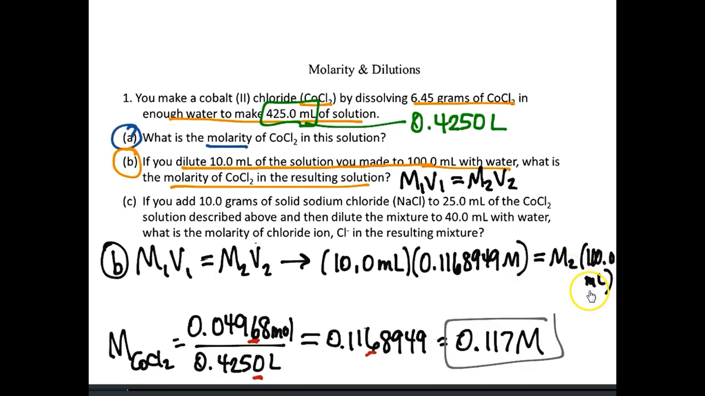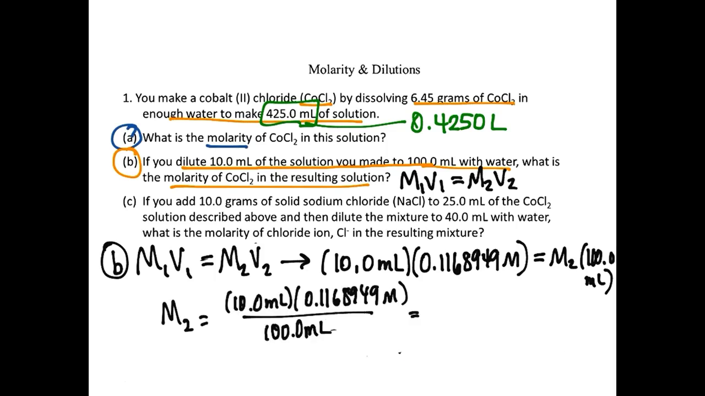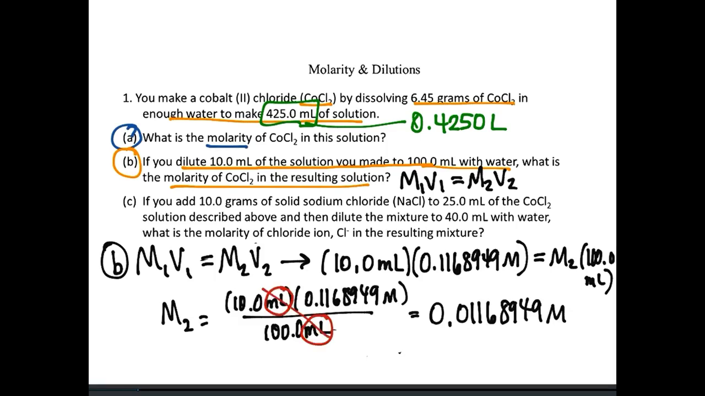and 100.0 milliliters is V2. Now in this case, I don't have to convert from milliliters to liters whenever you're using this dilution equation, M1V1 equals M2V2. As long as you're using the same unit for volume, you can just use milliliters or liters or microliters or whatever you're given. So here M2 is going to be equal to 10 times 0.1168949 divided by 100. And that's going to give me 0.01168949. Here I'm just saying that milliliters cancel. As long as you use the same volume units, you don't have to convert to liters.